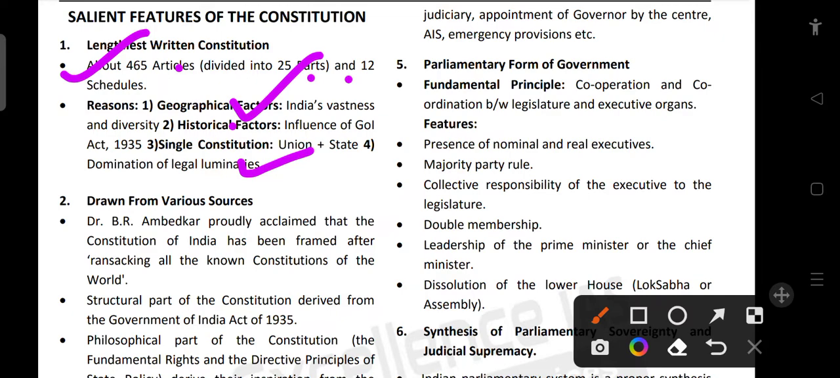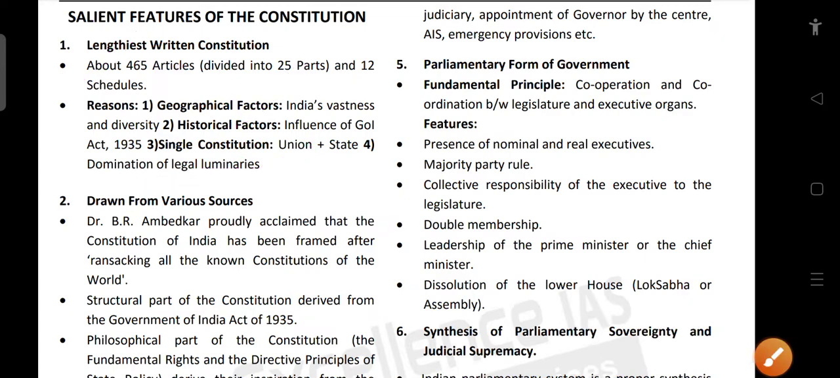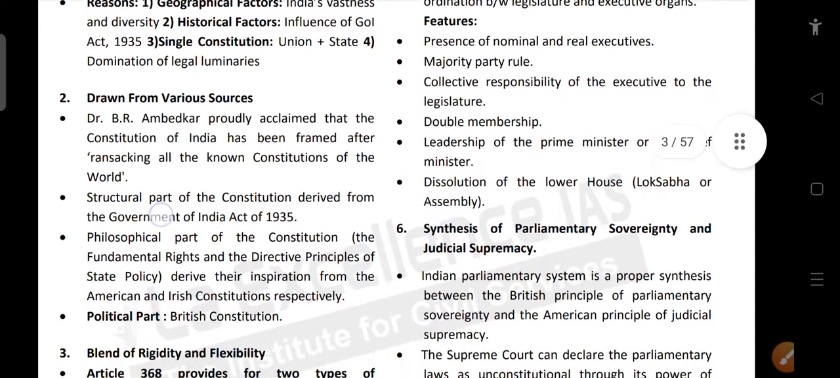And the last factor is dominance of legal luminaries. Most of the persons who framed our constitution were from a legal background. So their domination also made the document a little bit big and lengthy. Now what is the next feature?